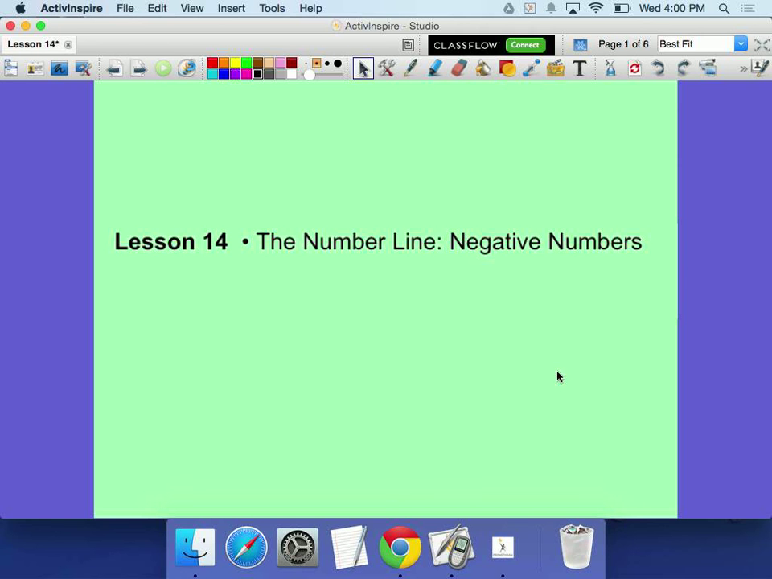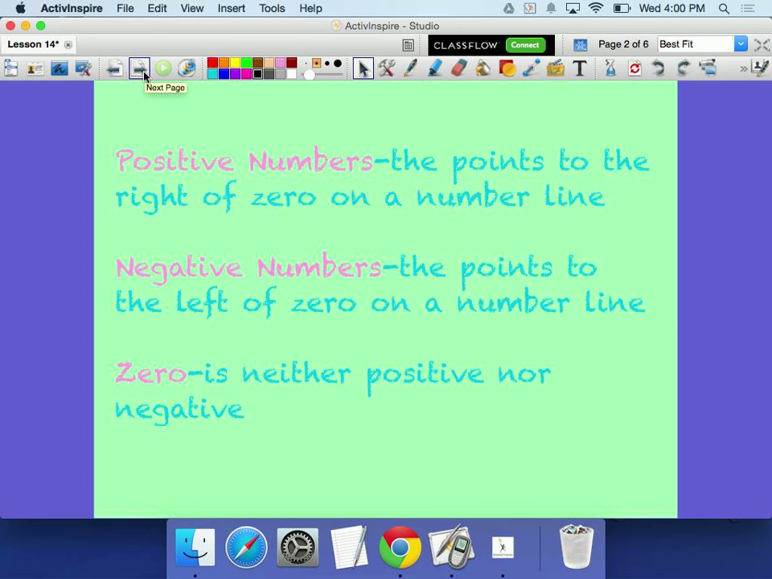Lesson 14, we're going to talk about the number line, negative numbers. So, a couple different types of numbers. We have positive numbers, we have negative numbers, and then we have zero. Positive numbers are the points or the numbers to the right of zero on a number line. Negative numbers are the points or numbers to the left of zero on a number line. Zero, however, is neither positive nor negative. It's kind of our middle ground. So positive to the right, negative to the left, and we have zero that's neither.